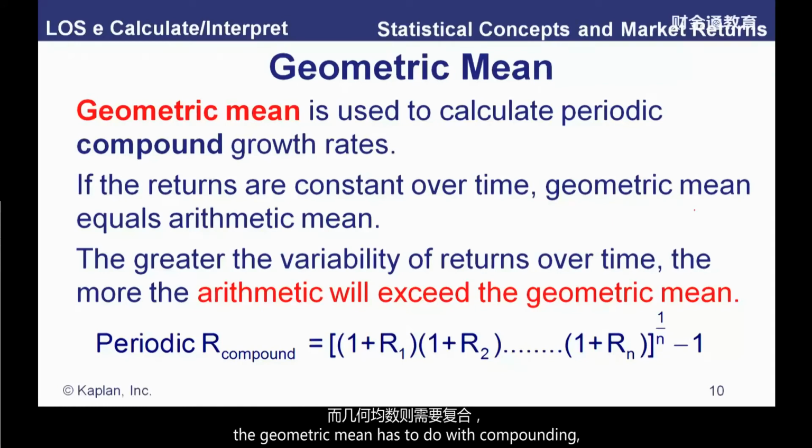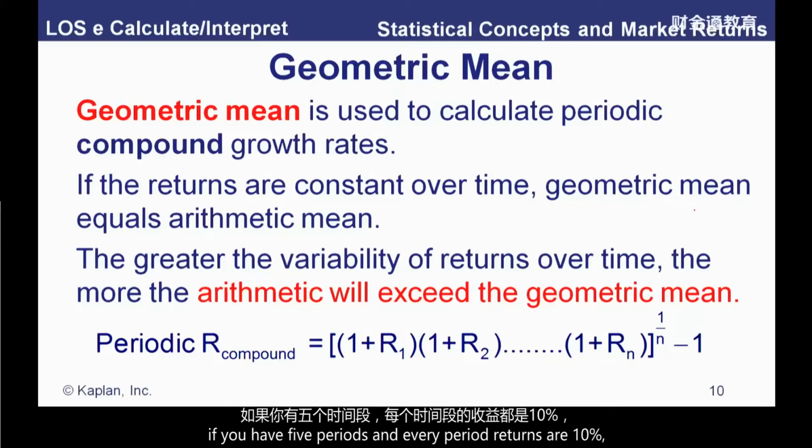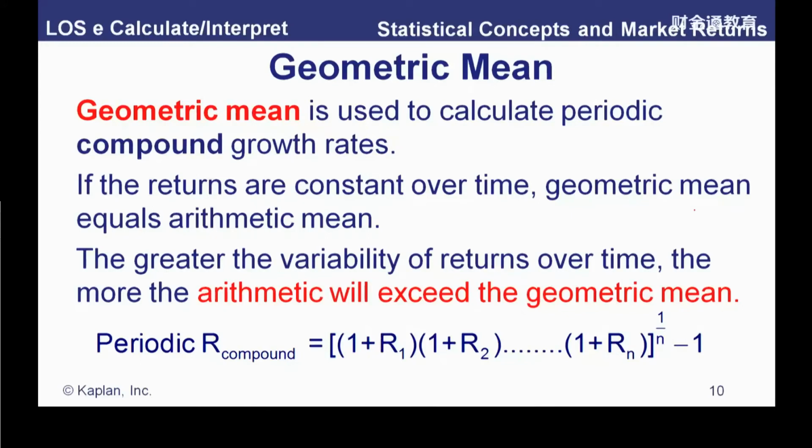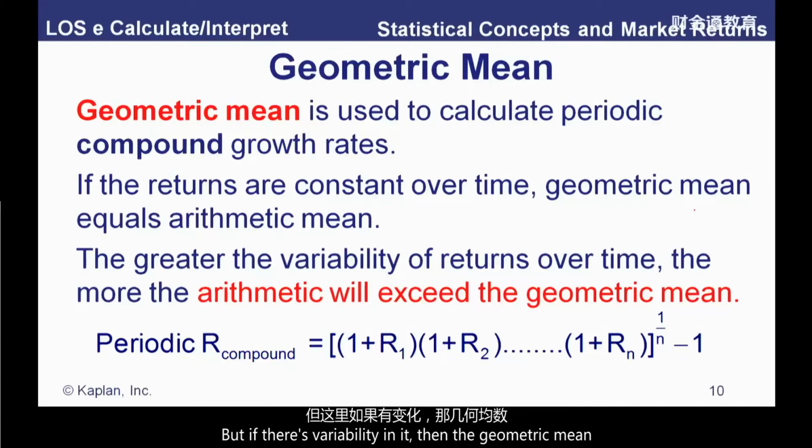The geometric mean has to do with compounding, and we can solve for a compound growth rate. Now if returns are the same for a number of periods, if you have 5 periods and every period the returns are 10%, the arithmetic mean and the geometric mean are going to be exactly the same. But if there's variability in it, then the geometric mean is going to be less than the arithmetic mean, and it will be less by a greater amount when there is more variability of returns over time.